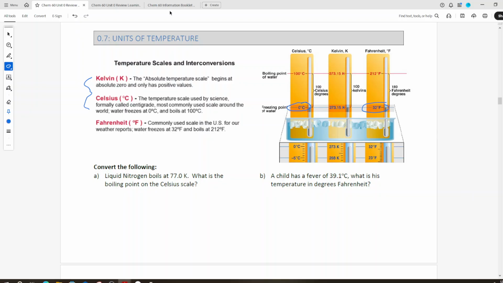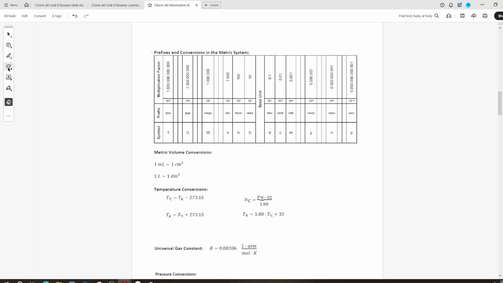To convert between these three temperature scales, you're going to use the formulas on, I think, page 3 of your formula sheet or information booklet. You convert from kelvins to Celsius, or Celsius to kelvins, simply by subtracting or adding 273.15. Whereas going from Fahrenheit to Celsius or Celsius to Fahrenheit, you use an absolutely bizarre conversion. That's fine. If I wanted to go from kelvins to Fahrenheit, I could go kelvins to Celsius, then Celsius to Fahrenheit. Or from Fahrenheit to kelvins, I could go Fahrenheit to Celsius and then Celsius into kelvins.